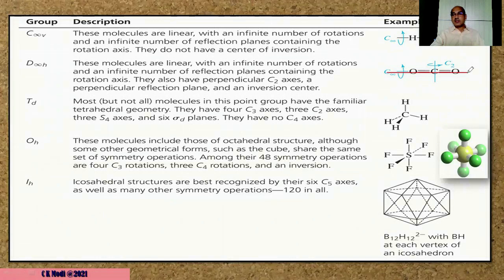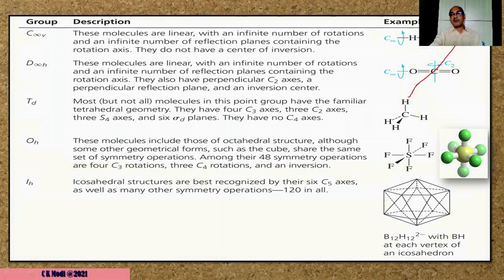Now, where is my rotation axis? If we pass this axis through the center of the molecule and rotate at any degree, 1 degree, 5 degrees, 10 degrees, 15 degrees, at any degree of rotation we get the equivalent structure. Therefore, it is called C infinite. Now, not only one rotation axis is present. Other C2s are also present. If I rotate this axis by 180 degrees, this oxygen comes over here and this oxygen comes over here. So this is my C2.